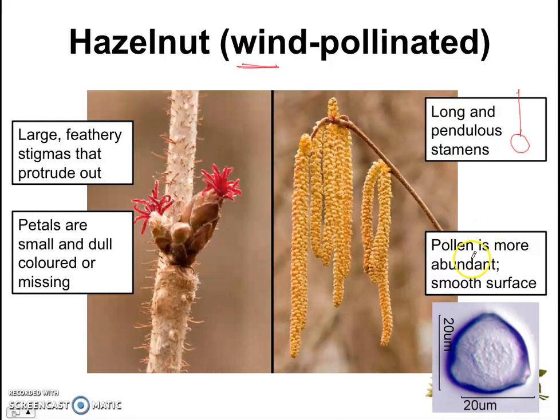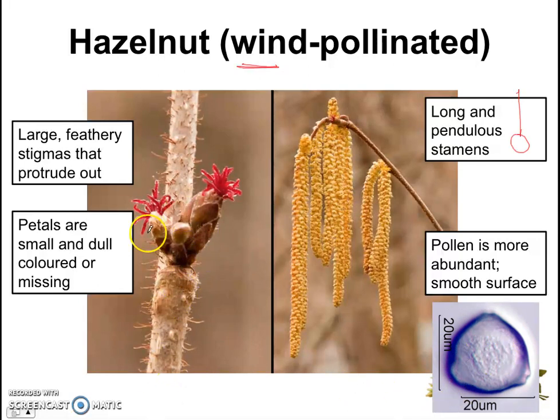So pollen, more abundant. And notice the structure of the pollen. Quite a smooth kind of surface, easily carried by the wind. So it tends to be quite a bit smaller as well, lighter, so the wind can carry it further.